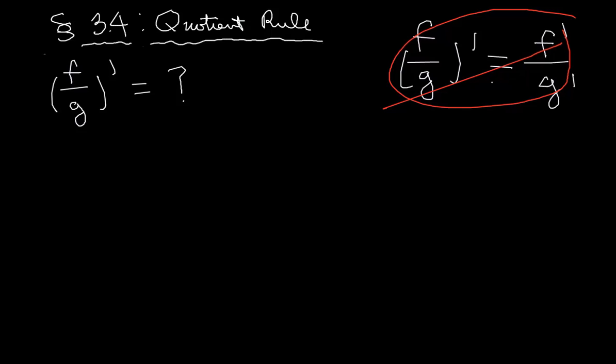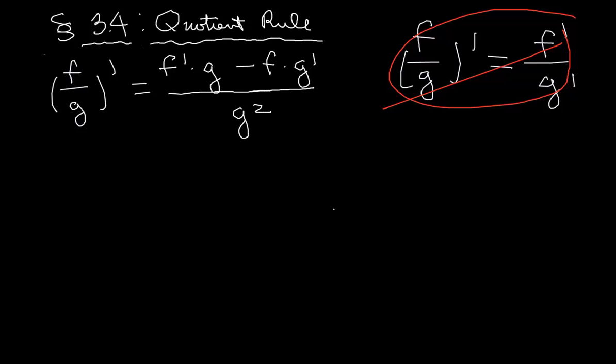Okay? So whenever you see f divided by g prime, don't just do derivative of the top divided by the derivative of the bottom. It's just not what it's going to be. Instead, we're going to get f prime times g minus f times g prime, divided by that whole thing, g squared. That's what the quotient rule is.